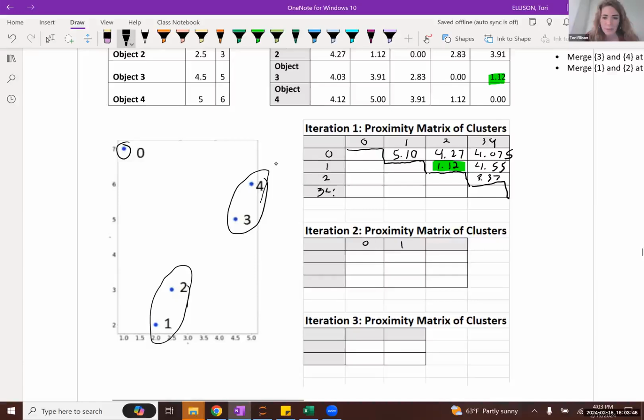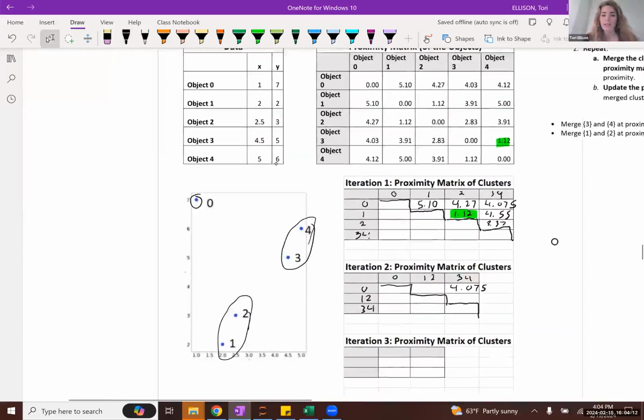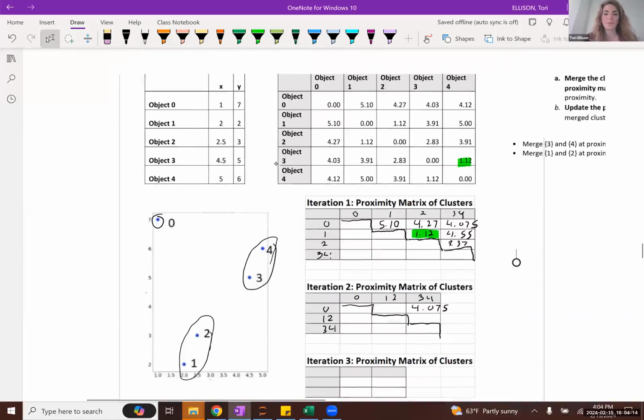Okay. And so next, we update our proximity matrix. So 0, 1, 2, 3, 4. And so 0, hold on a second. So 0 and 3, 4, we've already calculated that above. That hasn't changed. So that's still 4.075.